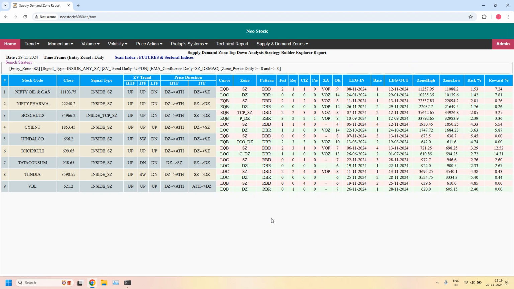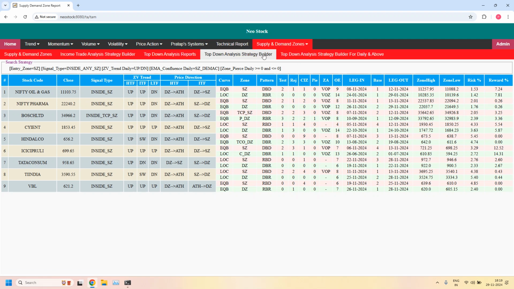Currently price is closed in these 9 daily supply zones, and these 9 daily supply zones are having daily EMA confluence. Now you can use these daily supply zones either as a HTF zone or ITF zone, and based on that you can prepare your trade setups. So this is about daily time frame.